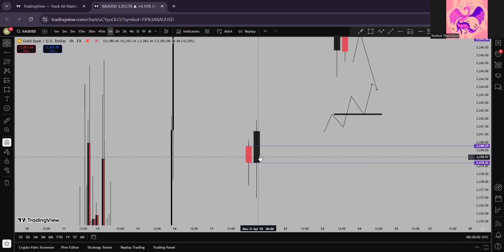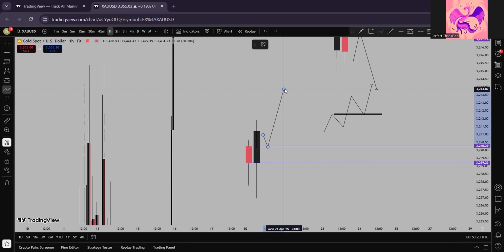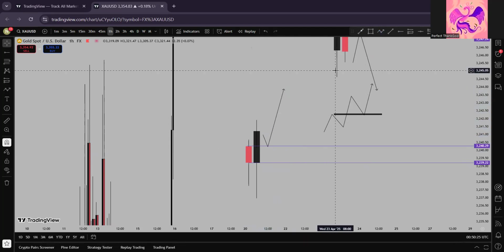But when you see a setup like this, the right entry to take is this one, so you don't miss out. So long as your risk to reward is positive, you can enter from here. So now what happens is price just comes back, taps, and then flies.